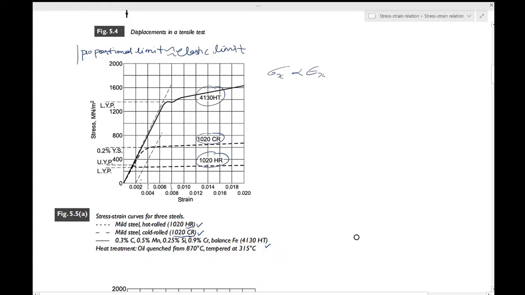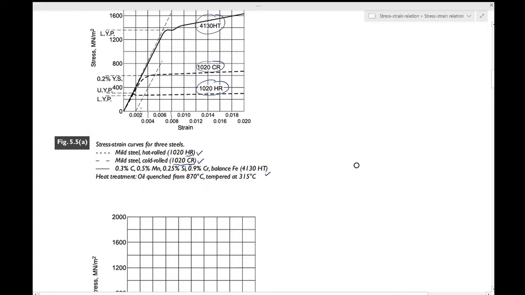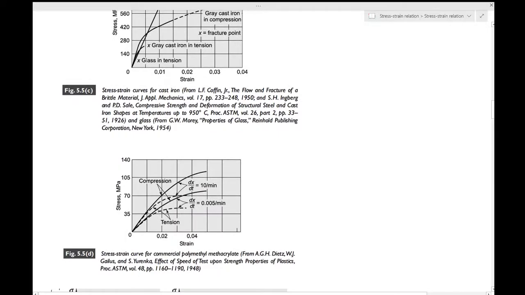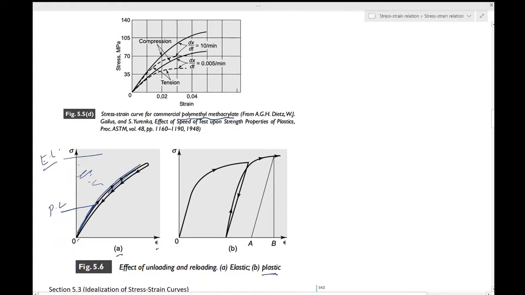For these materials which you see in figure 5.5, these steels and aluminum and gray cast iron and this polymer, commercial polymethyl methacrylate, the behavior is something like this, which is plastic. The slopes of the unloading and reloading curves are nearly equal to the slope of the initial elastic region. So this slope of the initial elastic region is the same as that of this reloading curve.